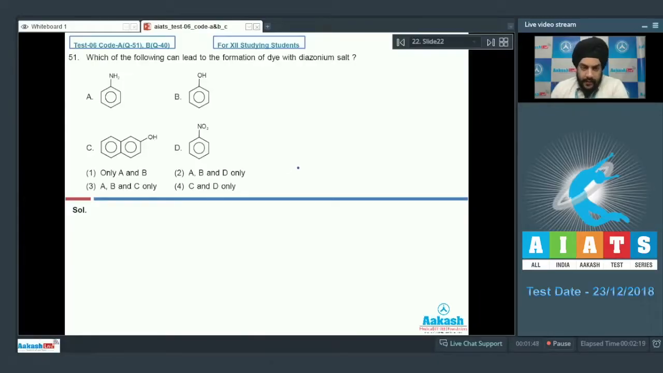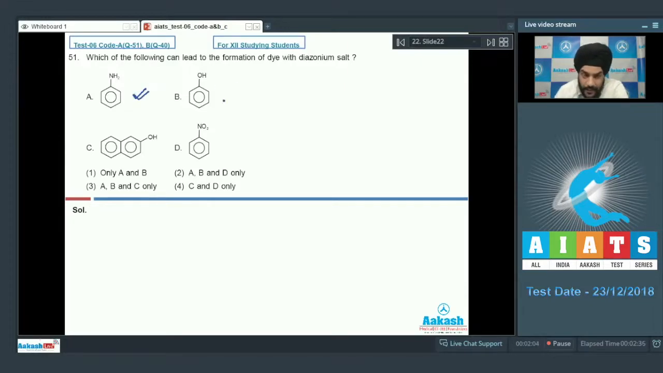Let us look at question number 51 now. Which of the following can lead to the formation of dye with diazonium salt? So students, if you look at the options, we can see that option A is aniline. It is an activated ring and it can form a dye with the diazonium salt.